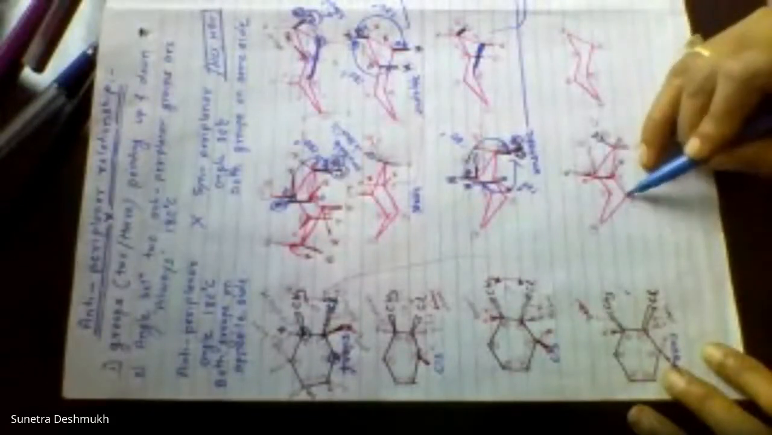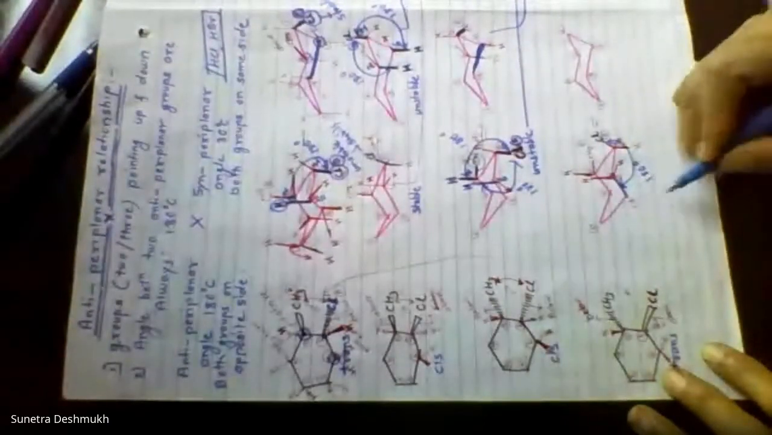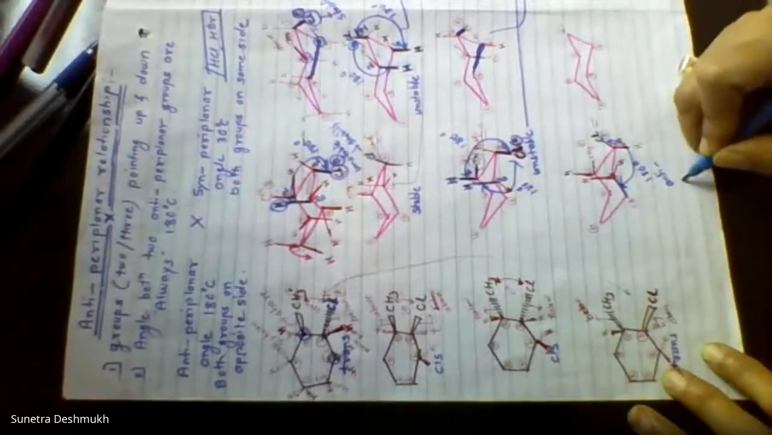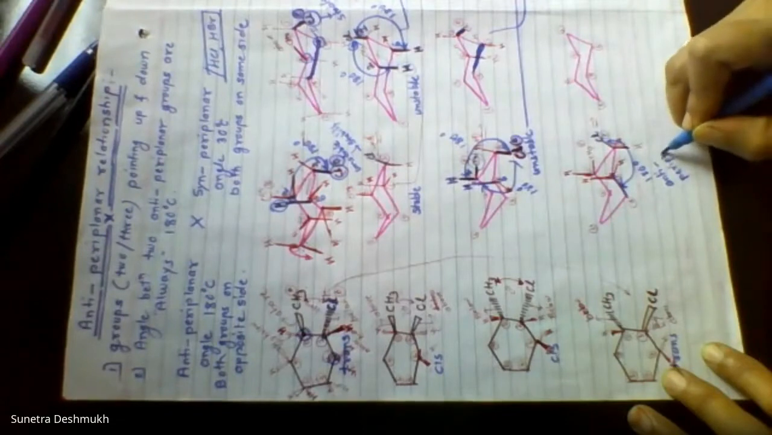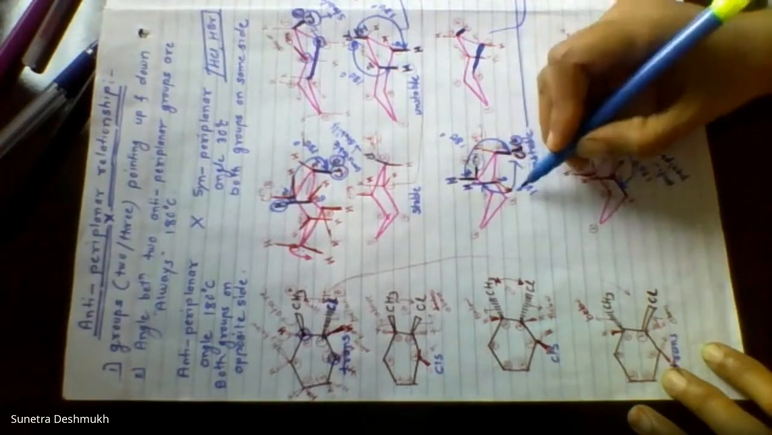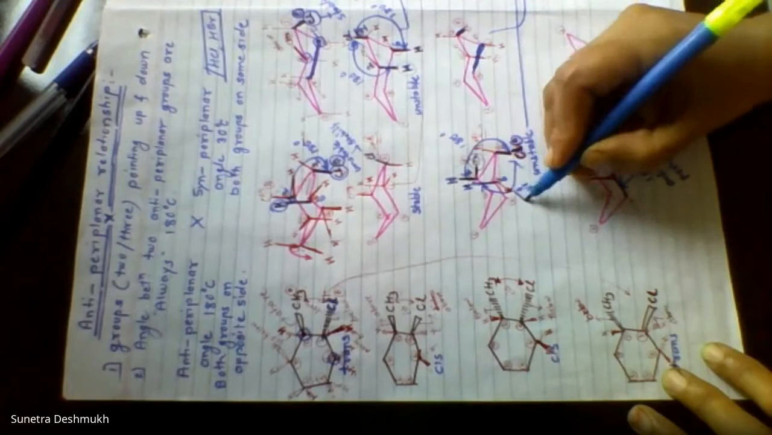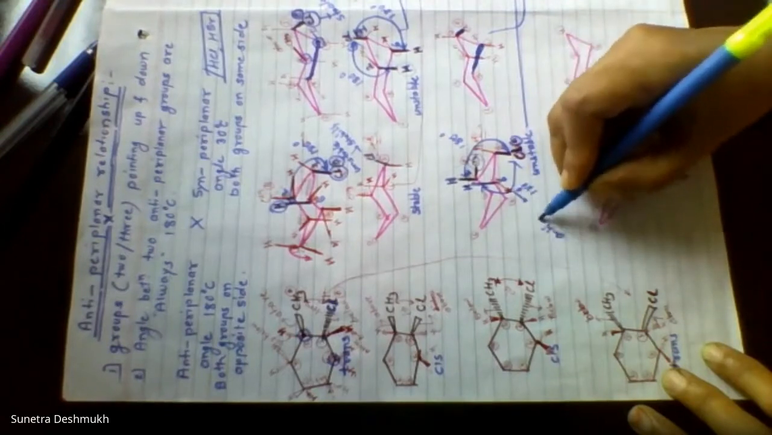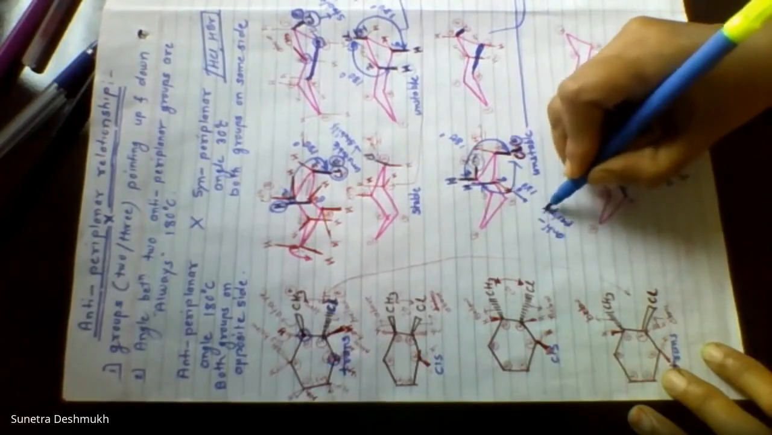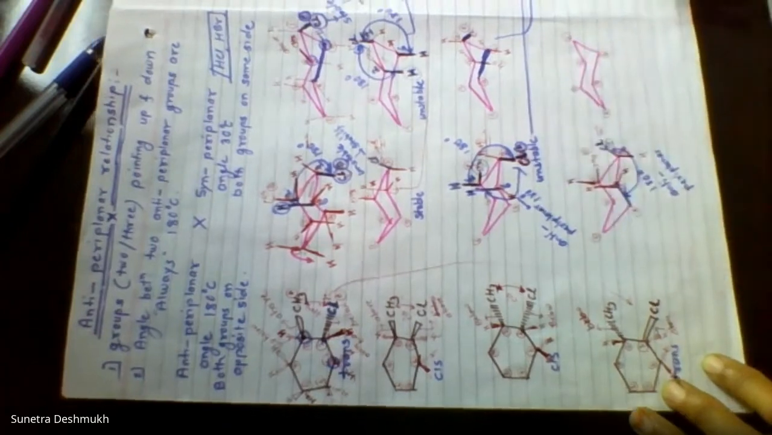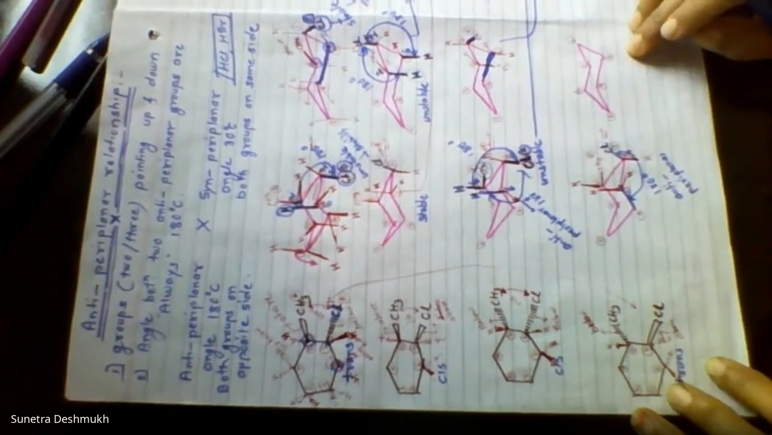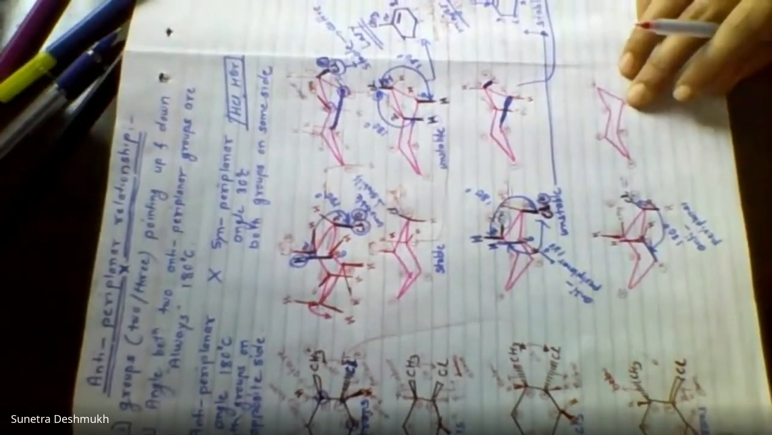Now here the elimination of this chlorine is less because it is equatorial. With this one, this carbon single bond is anti-periplanar, at 180 degrees. Here the chlorine and hydrogen are anti-periplanar.